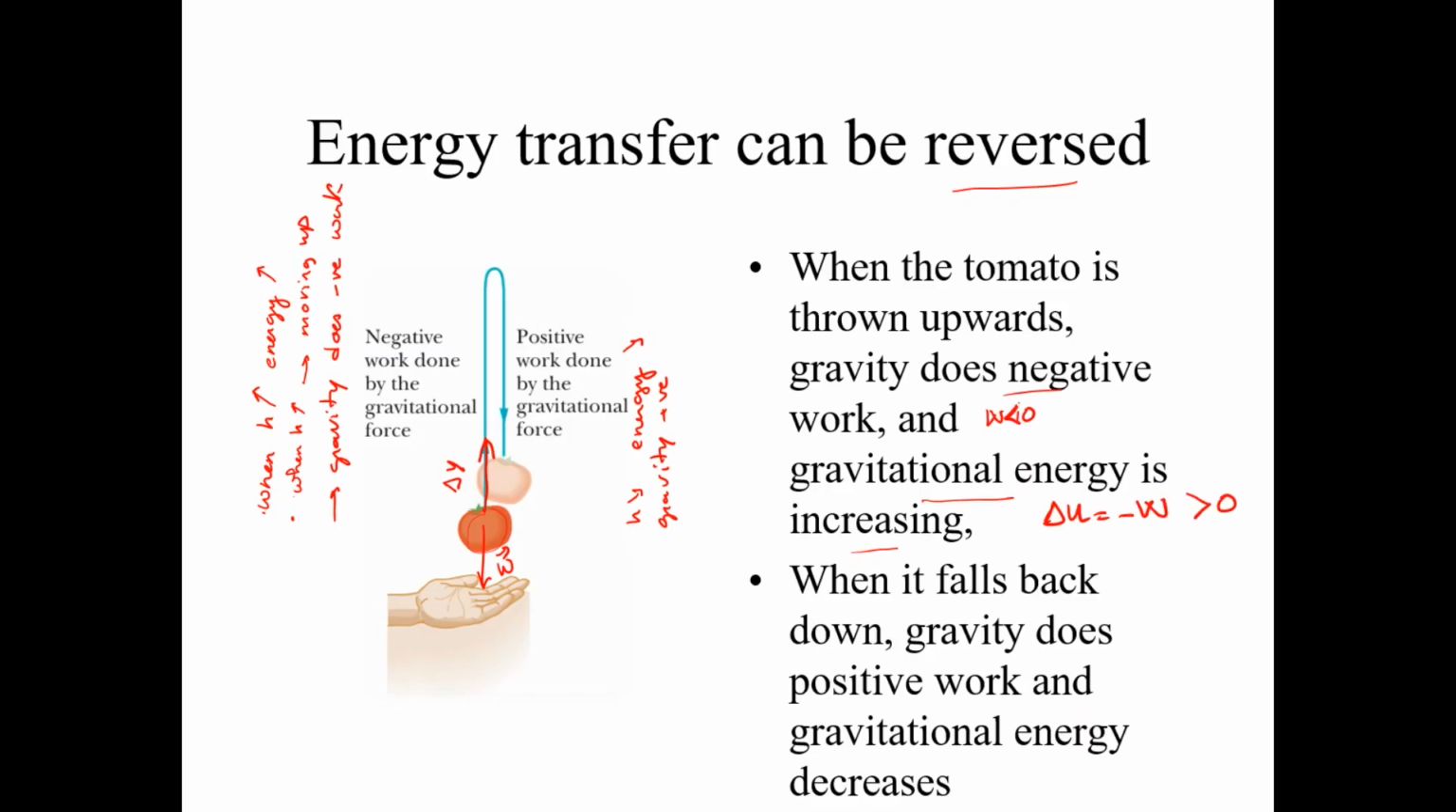Now in the descent, as the tomato reaches the maximum height and starts moving downwards, the height is decreasing, so the stored energy is decreasing. So delta U is negative. On the other hand, gravity is supporting this downward motion because they both have the same direction. Gravity and the displacement have the same direction, so the work done by gravity is positive. And from the relationship, work done by gravity is minus delta U. This also matches with our conceptual analysis.